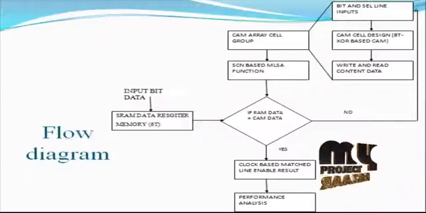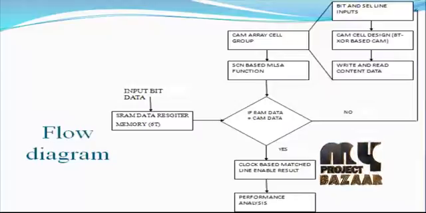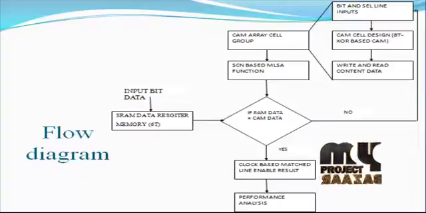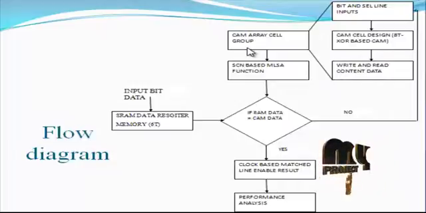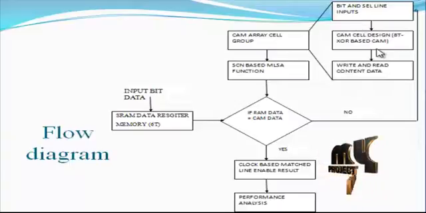Next we see the flow diagram for the product. First of all, the input bit data are applied to the SRAM data register memory. This memory consists of a 6 transistor based architecture. The SRAM data register stores the 1x4 data bits for the overall architecture. Then go to the CAM array cell group. This array consists of 4x4 CAM cells for each and every bit storage process, based on bit and selection line input. Every CAM cell is designed with an 8 transistor based CAM cell architecture.